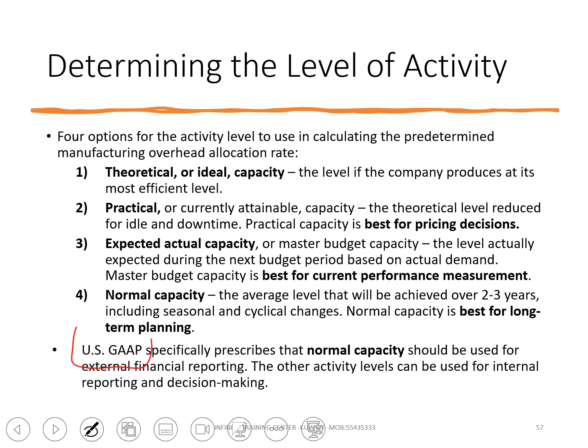And as per US GAAP, we can use normal capacity or specifically prescribe. US GAAP is prescribing it is better to use normal capacity, or we have to use normal capacity for external financial reporting.